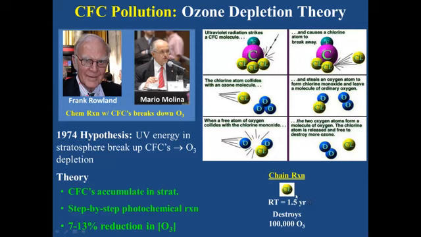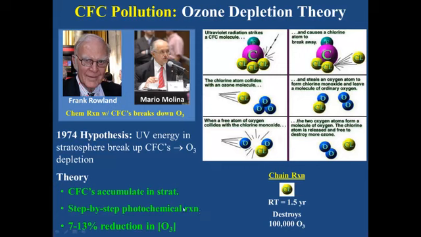And the residence time of a single chloride ion is 1.5 years. And in that 1.5 years, it can destroy 100,000 ozone molecules, right? And when we put more and more CFCs up there, that means there's more and more chloride ions, which means they destroy even more and more ozone.